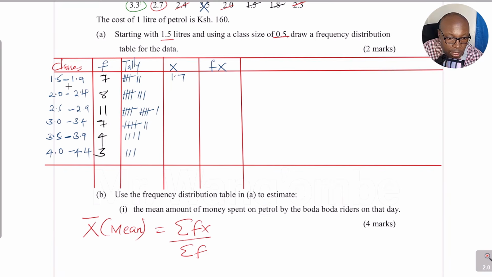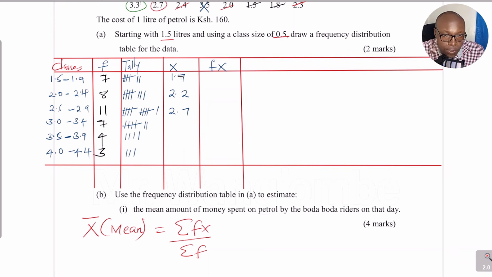The other class, 2.4 plus 2.0, and then you divide by 2. That will be 2.2. The next one, 2.5 plus 2.9 divided by 2, you get 2.7. So there's something that you notice, that you are adding the class size.